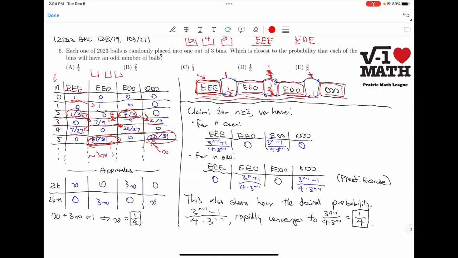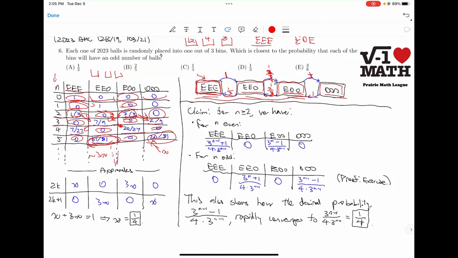Also notice that they alternate because of parity arguments. After you put in 5 balls, you can't have 3 evens, because otherwise that would mean you have an even number of balls, which is a contradiction. So this is 0, this is 0, this is 0, this is 0, this is 0, this is 0, and it basically forms a checkerboard pattern as we continue.